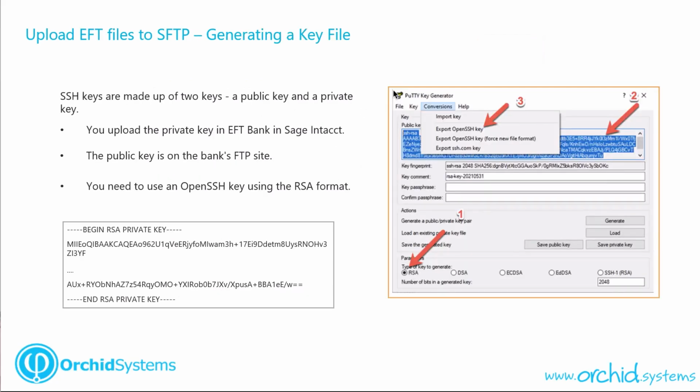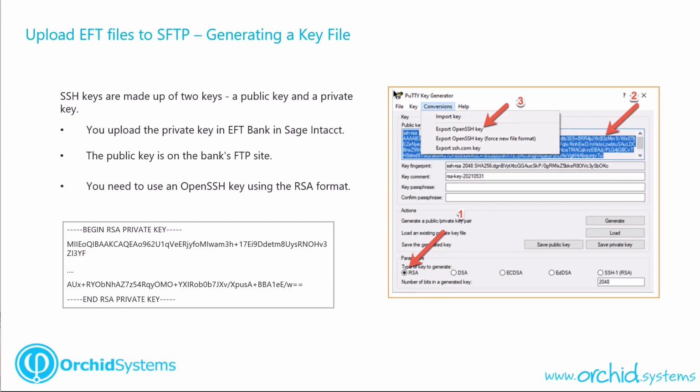If you are using a key file, then you would upload the private key into the EFT bank record in Sage Intacct. There are a number of tools that you can use to generate your private key, and this example is using PuTTY. The public key is on the bank's FTP site, and you need to use an OpenSSH key using the RSA format.